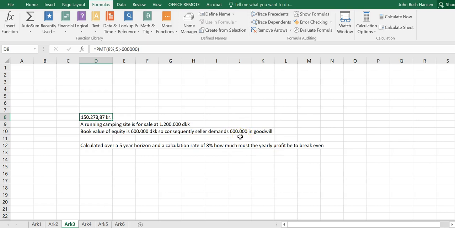So this is an example of how you can calculate what is necessary for you to earn in the coming years in a certain time horizon to break even for your investment, taking a discounting rate into consideration. So this is calculating the yearly payments.